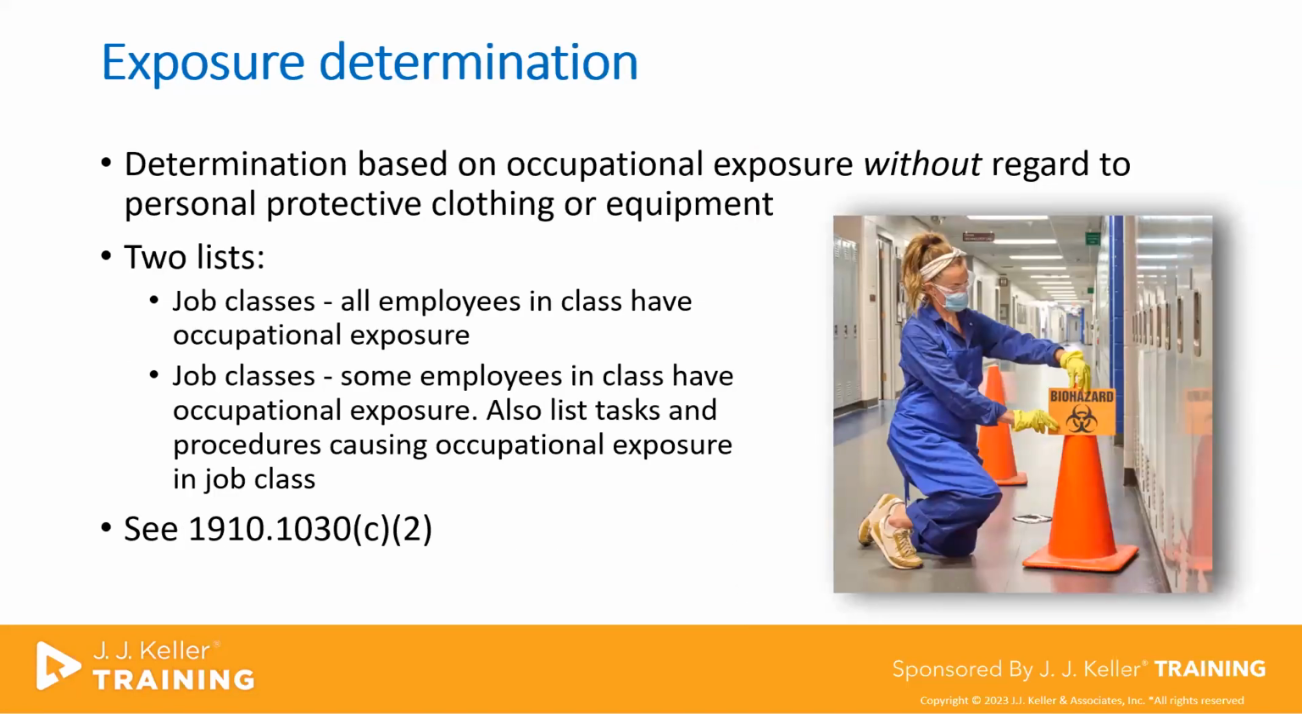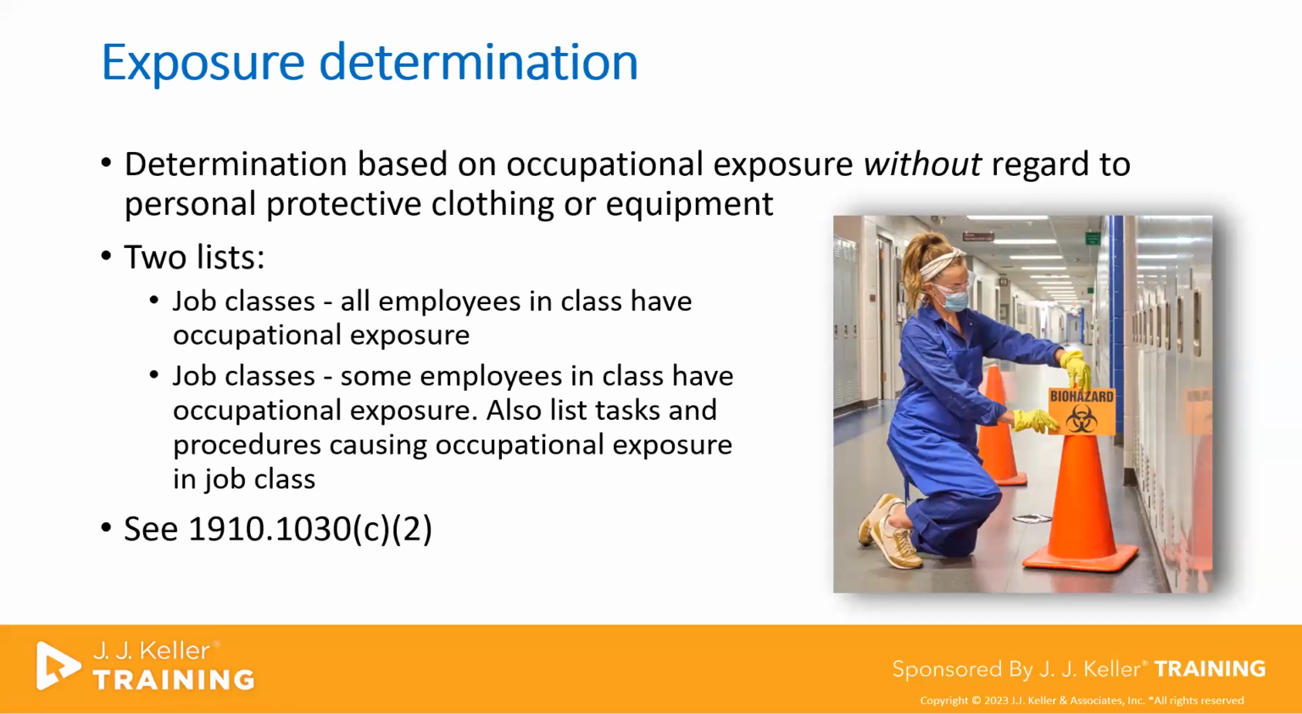If 1910.1030 applies, you'll have to make an exposure determination. This determination is based on the definition of occupational exposure without regard to personal protective clothing or equipment. You'll review job classifications at your site and make two lists. The first list includes job classifications in which all workers have occupational exposure, like operating room scrub nurses. For these jobs, it's not necessary to list specific work tasks, just list the jobs.